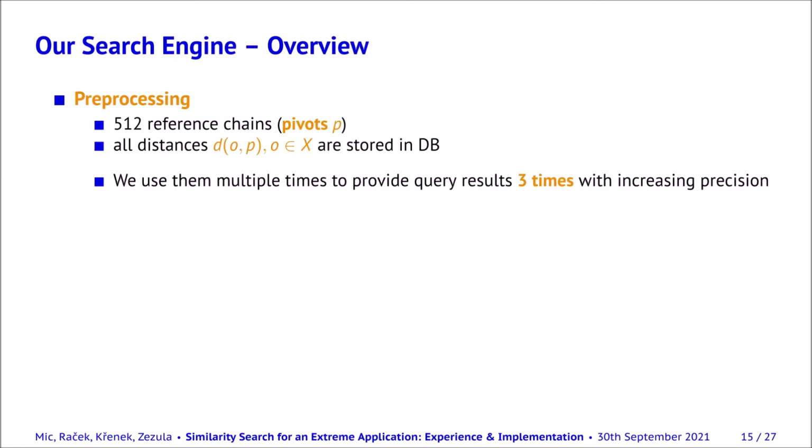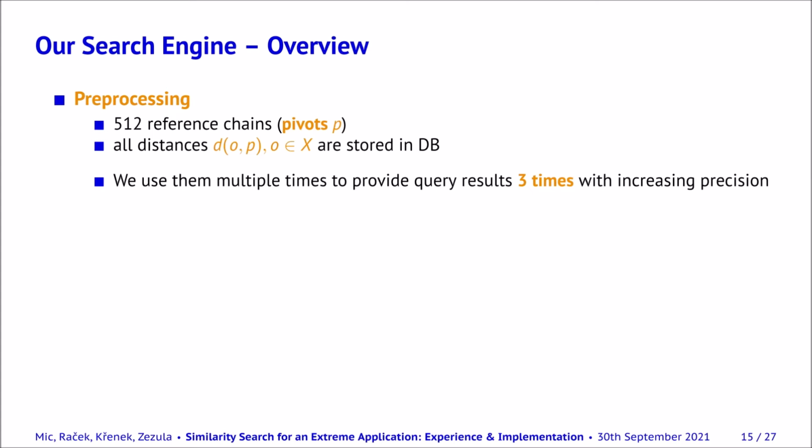At this slide, I summarize our approach to search the protein chains, and in the following slides I will describe specific steps in more detail. First, we select a set of 512 pivots, and we evaluate all distances between the pivots and protein chains from the databank. This step takes about 3 weeks on a computer with 200 CPUs.